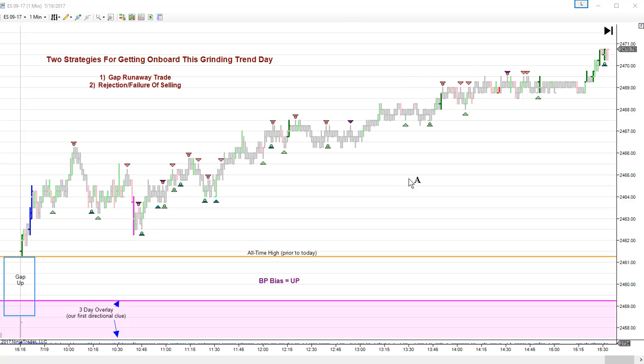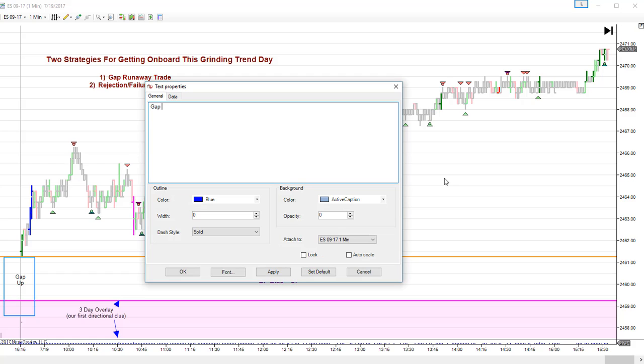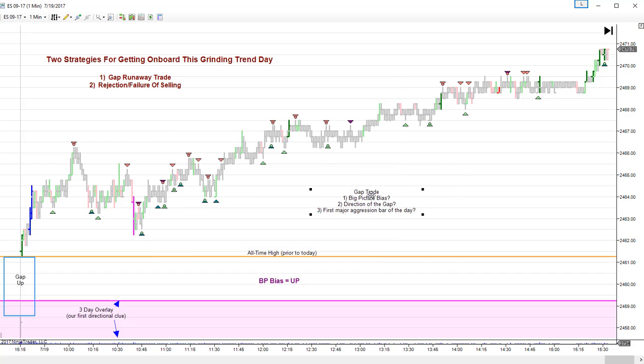So the scenarios that we want to look for with the gap trade: number one, what's the big picture bias? Okay, that's the first thing. Number two is the direction of the gap, and number three is the first major aggression bar of the day. If all three of those things line up, you've got a very high chance of a runaway gap. So let's think about that.